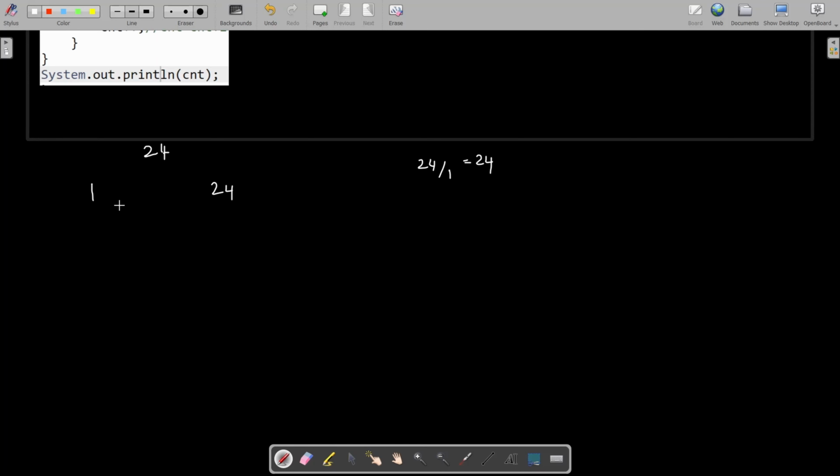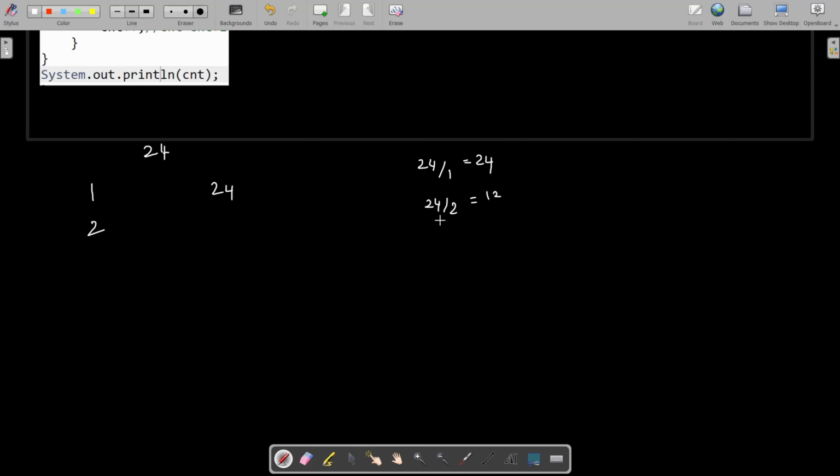Then what is the second number that is a factor of 24? 2. Why are we saying 2 is a factor? Because 2 divides 24 completely, the remainder is 0. If the remainder is 0, what is the quotient in this case? 12 is your quotient.